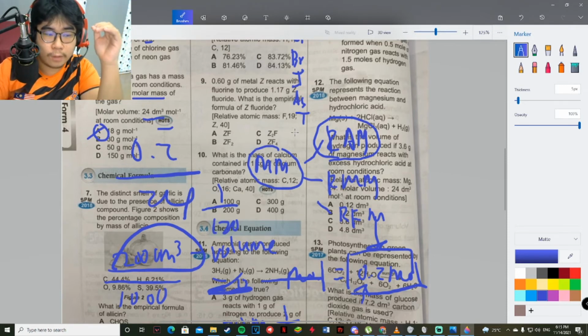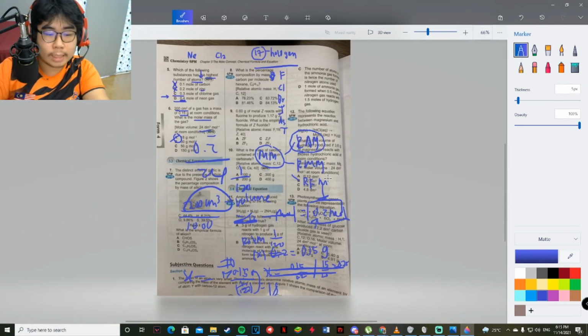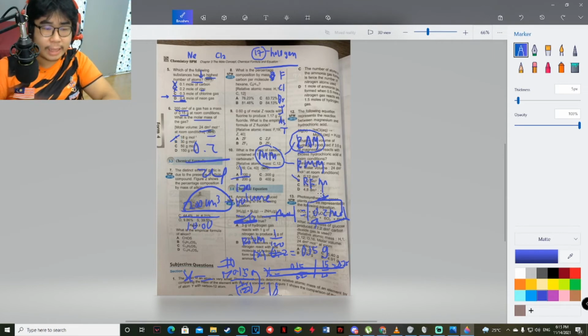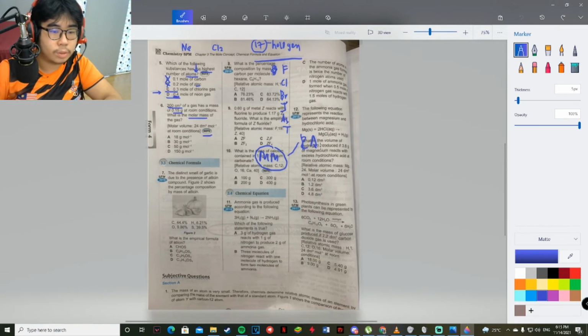When you divide by 24, you will get 0.00833 if not mistaken, which is 1 over 120. So with that number, X times 1 over 120 equals 0.15, and then you move it, X equals 0.15 divided by 1 over 120, bring it up, 0.15 times 120, which equals 18 gram per mole. So that is the relative atomic mass for that question. Yeah, 18. So let's go.